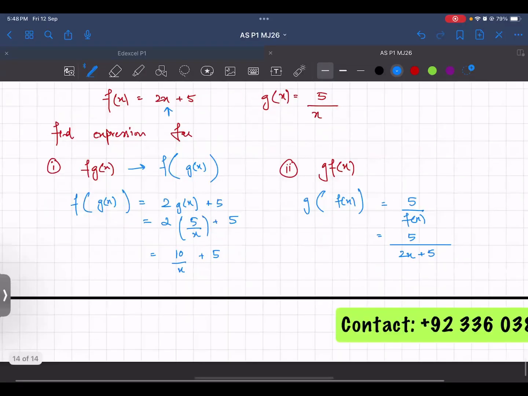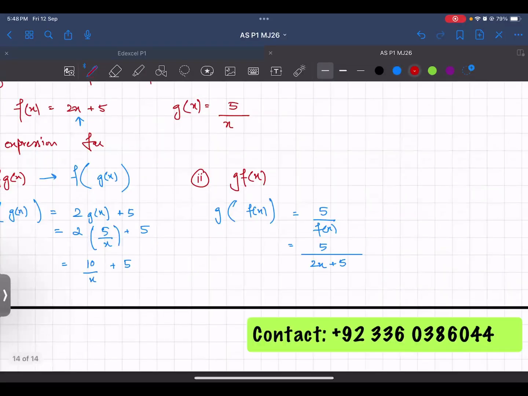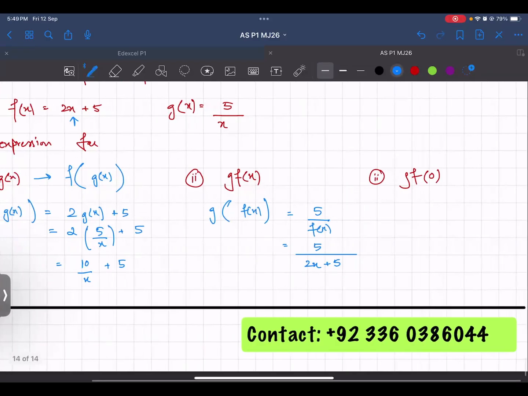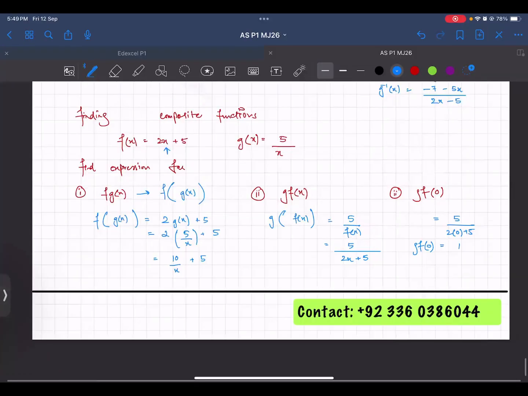Okay, if it is asking you to find g(f(0)), so inside the input function of gf that you found, the expression of gf, your input is 0. So 5 upon 2 times 0 plus 5. 5 upon 5 is 1. But this is your answer.